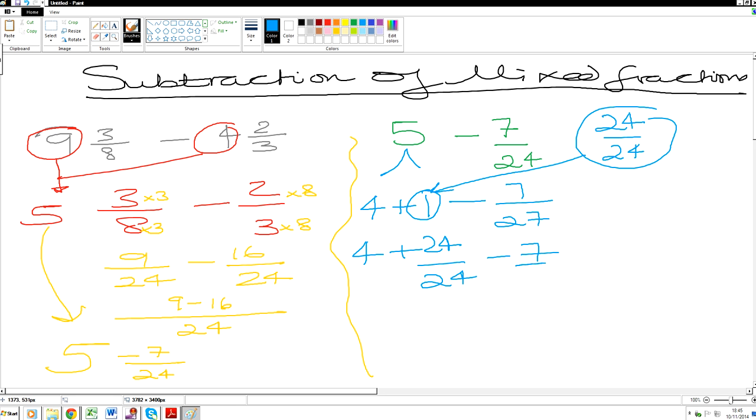minus 7 over 24. Now, can we do the question now? Yes. Yes, we can do the question now, because now we've converted one of the numbers from 5 into 24ths. So, Mr. Fahmy, what would we do now? So, 24 24ths minus 7 over 24 will give us?